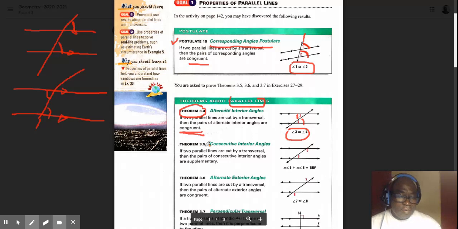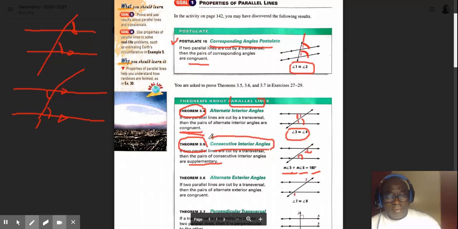Then the next theorem we look at is theorem 3.5, which talks about consecutive interior angles. These angles are interior here, 5 and 6, but they're not on the alternate side, they're on the same side. These are also called same side interior angles. And these angles are supplementary, meaning that the measures of these angles add up to 180 degrees. So it means angle 5 plus angle 6 is equal to 180 degrees. That's the theorem for consecutive interior angles.